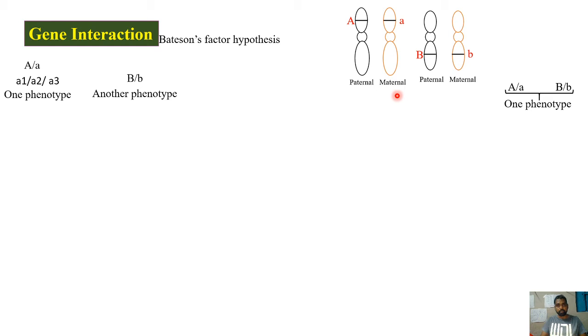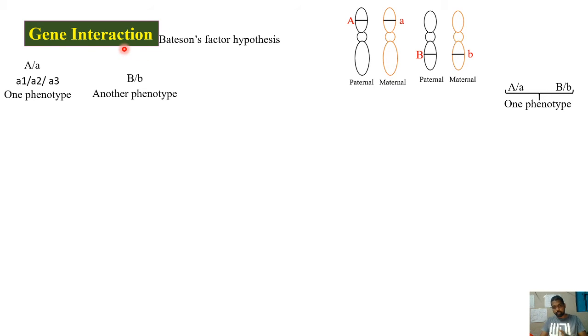But here sometimes what happens is the alleles are present in different loci. See, this is capital A small a present at a particular locus on one particular homologous chromosome pair, and this one is another allelic pair present on another homologous chromosome pair. But what you can see here is both are responsible for the same phenotype only. This is the gene interaction that we are going to discuss in detail.